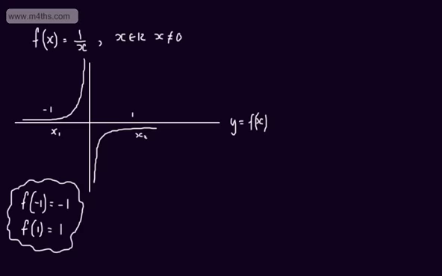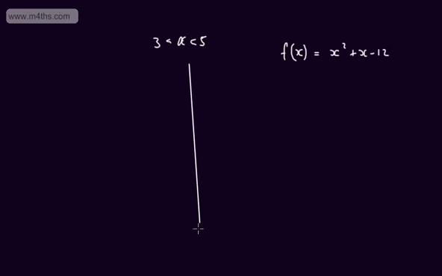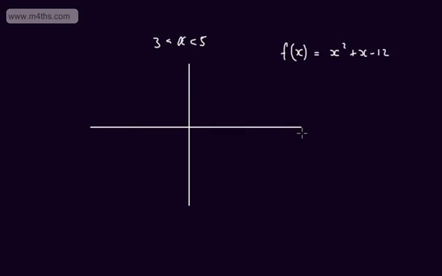Let's say we've got f of x equal to x squared plus x minus 12. And we want to show that there's a root in the interval from 3 to 5. You might be asked to show that alpha, the root, lies somewhere in the interval from 3 to 5. It would be highly unlikely that you'd be asked to do this, as it's a fairly straightforward equation to deal with. So let's go ahead and do that.